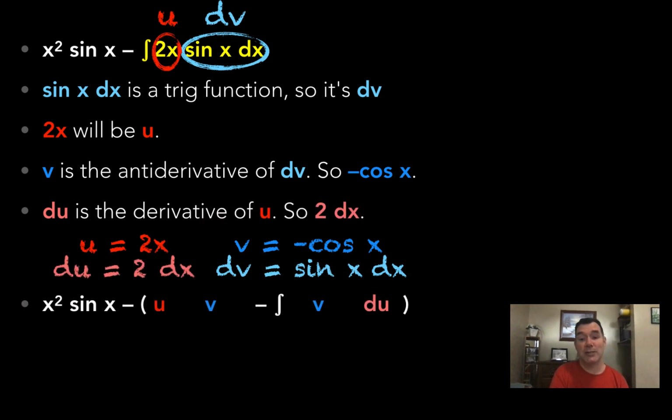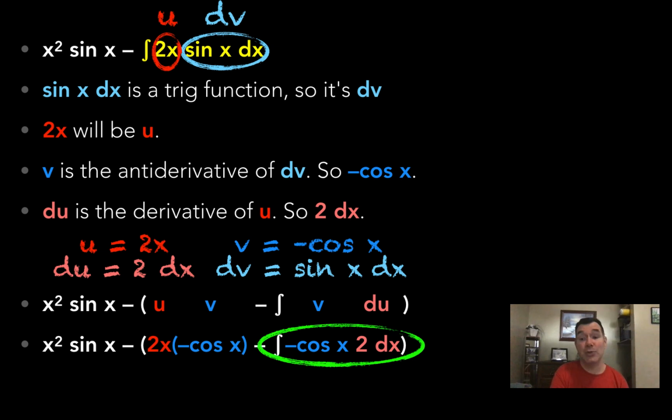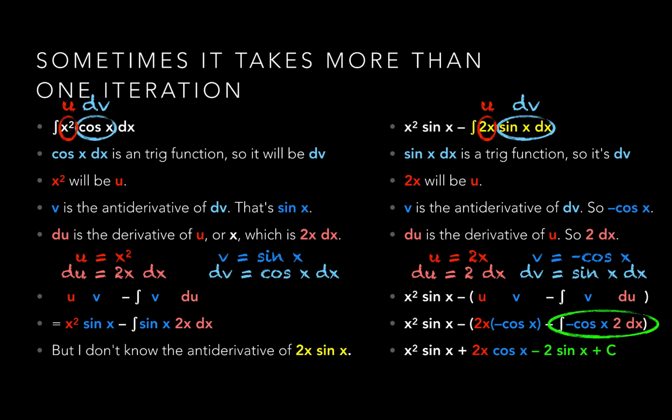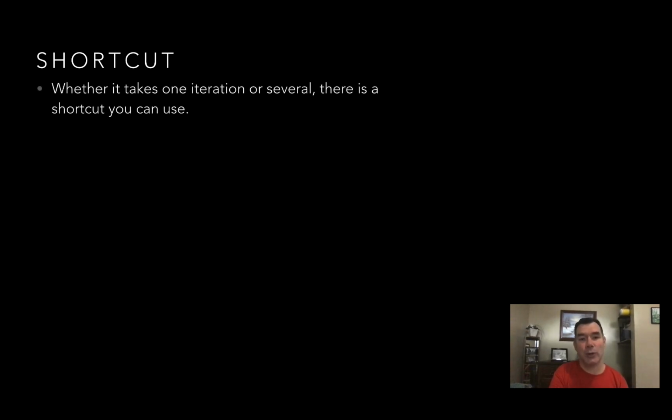And again, I figure out what v is, and I figure out what du is, and I proceed from there to get x squared sine x. That was from the first time that I did integration by parts, and now I have to do the uv minus integral of v du again, and that gets me 2x times negative cosine of x minus the integral of negative cosine x times 2 dx. All right, and I do know what the integral of that is. That's negative 2 sine x plus c. So that question took a couple of times to do integration by parts, but I still got to the right answer. So if it's going to take more than that, I should probably come up with a shortcut for that, and luckily there is one.